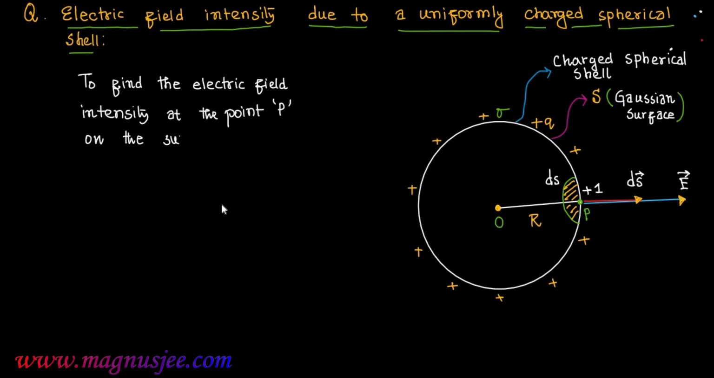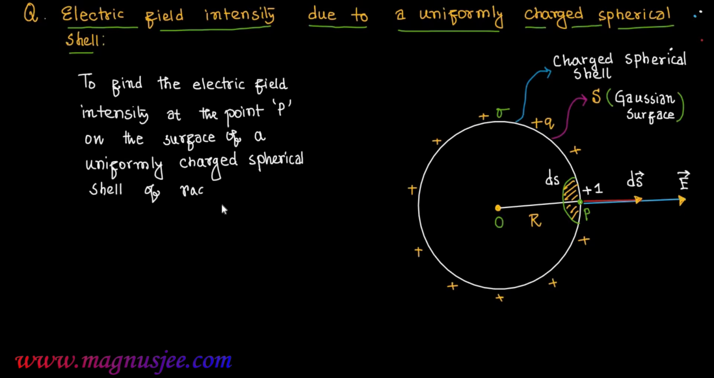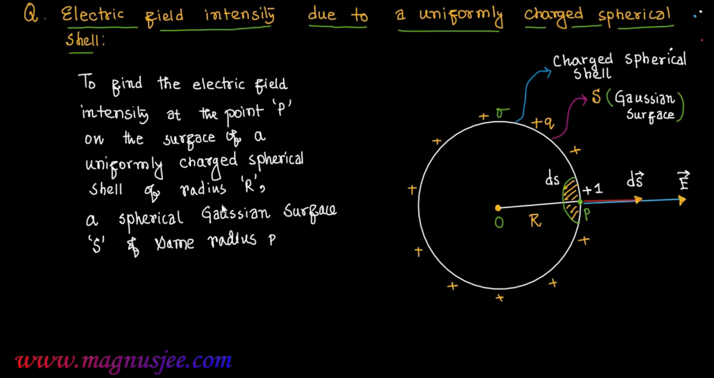at the point P on the surface of a uniformly charged spherical shell of radius capital R. A spherical Gaussian surface of the same radius capital R is assumed, or imagined, on the spherical shell.